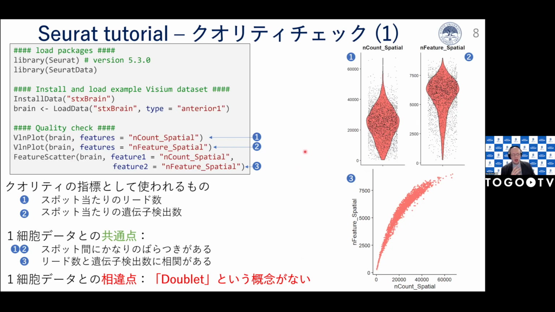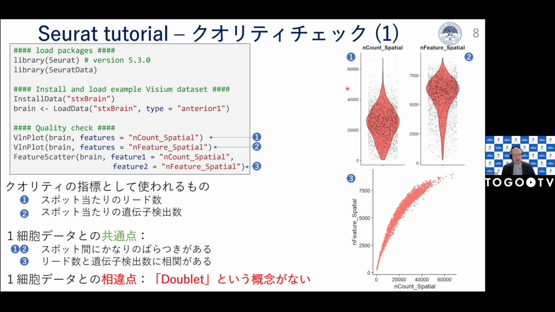Some things are different from single cell data analysis. In single cell data analysis, I might say I will remove these spots with a low number of detected genes because maybe they are dead cells. And also, maybe I will remove the cells with a high number of detected genes because they might be doublets.